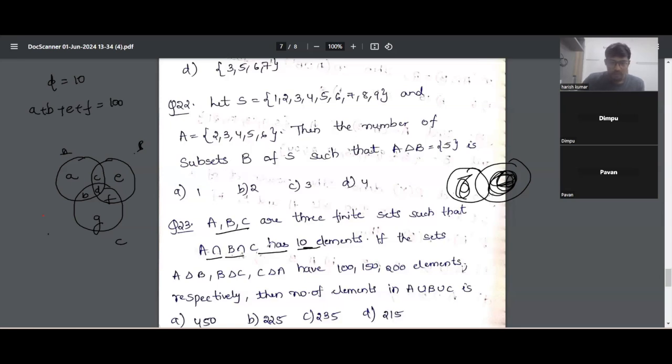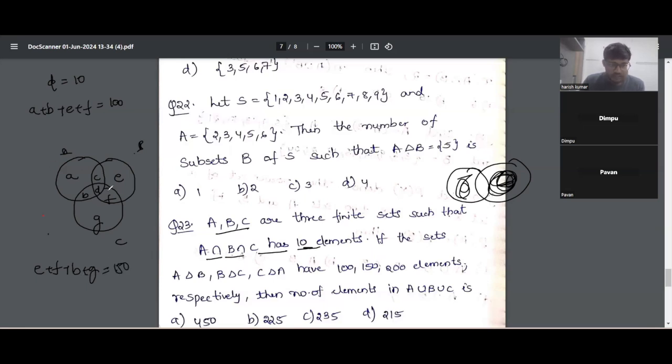Next, B delta C has 150. B is here, C is here. So B is E plus F, plus G. So E plus F plus B plus G is 150, right?